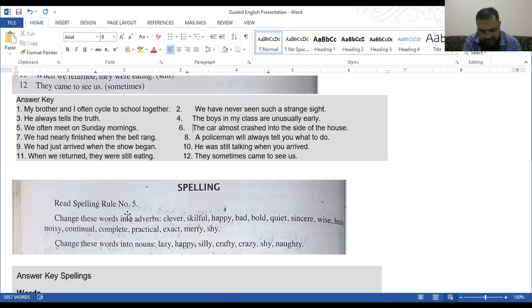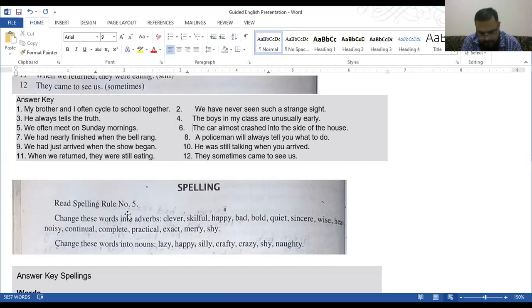Word ending in Y, change the Y into I. Number 1. Before adding ly to form adverb, for example, prettily, happily, merrily, heavily, daily, tidily. Exceptions: sillily, shylily, or coyly. These are the exceptions.